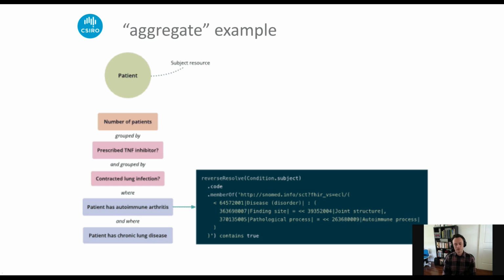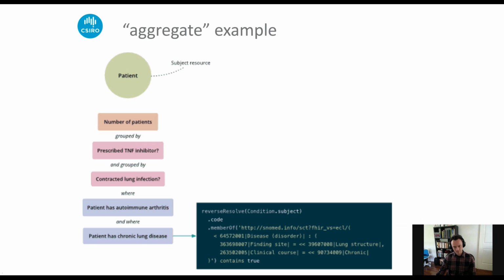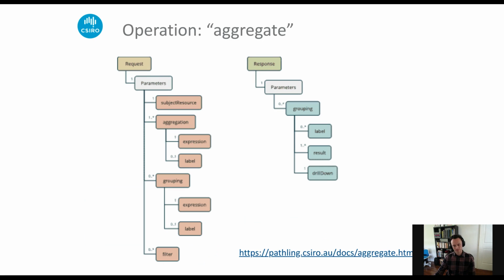Finally, we apply 2 filters. One to only select patients with autoimmune arthritis, and another to only select patients with a type of chronic lung disease. Pathling will call out to a FHIR terminology server to resolve each of these ECL expressions into a set of codes, which are then matched against the codes within the FHIR resources.